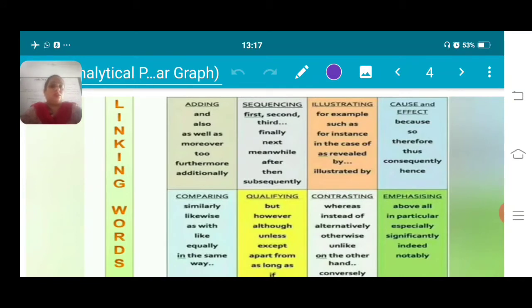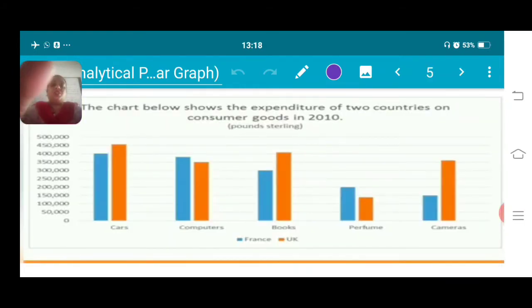So note down this is all the vocabulary I want to say before doing the bar graph in your notebook, so that you will always remember it. Next is the question given to you.